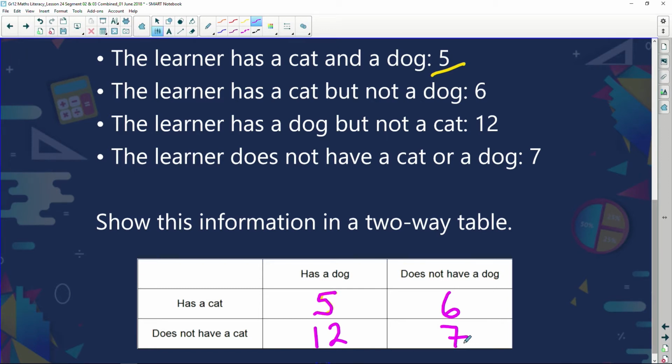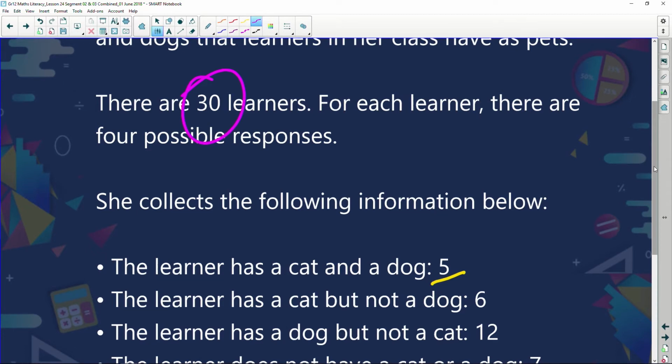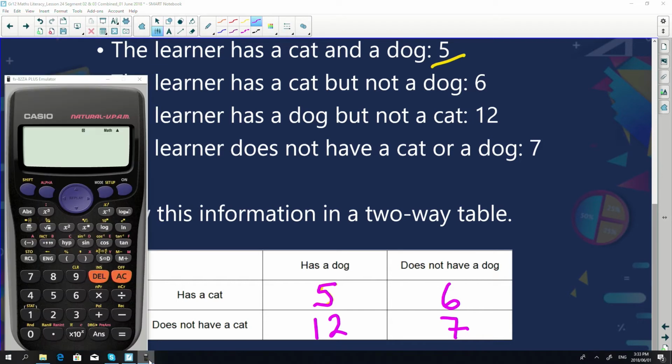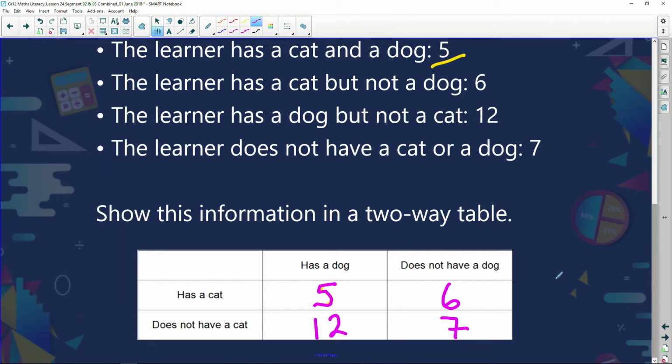Okay, how many learners should there be in total? There should be 30. Remember our question said there are 30 learners. So let's do a bit of addition and see if we get 30 here. I'm going to bring out the calculator and I'm going to say, right, we've got 5 learners plus these 6 learners plus those 12 learners plus 7 learners that don't have a dog or a cat. And we can see we got a total then of 30. Okay, so we haven't made a mistake. All our numbers tally nicely.